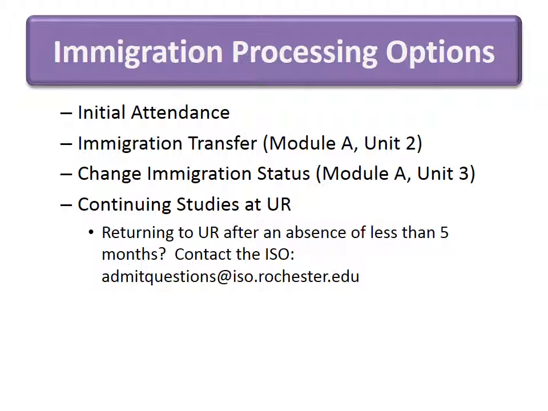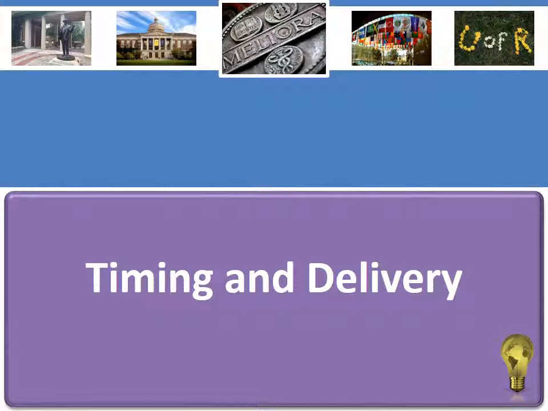If you choose the option for either immigration transfer or change immigration status, please also view the appropriate unit in this module for additional instructions and information based on your situation. Once you've completed your new student request form, you'll probably want to know when you will receive your new I-20 or DS-2019. Again, please forward the form with the attached supporting documents to your department or admissions office.